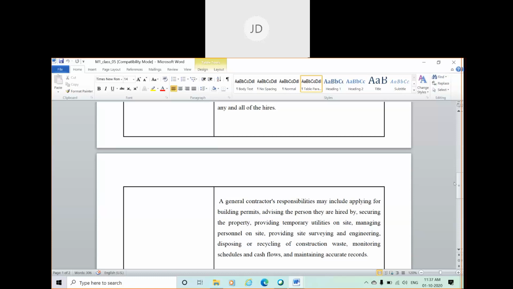Managing the personnel on site: as I already told you, the contractor is the prime person of the project. He will also work as a manager or site manager, whatever you say. You have to manage every aspect of the work going on at a particular site, and provide site surveying and engineering. All this engineering work must be done by the contractor.